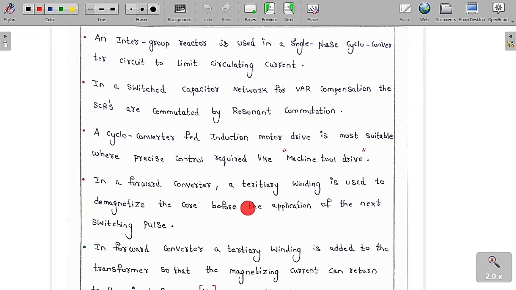In a forward converter, a tertiary winding is used to demagnetize the core before the application of the next switching pulse. With the help of this tertiary winding, we are going to demagnetize the core before the next switching pulse.